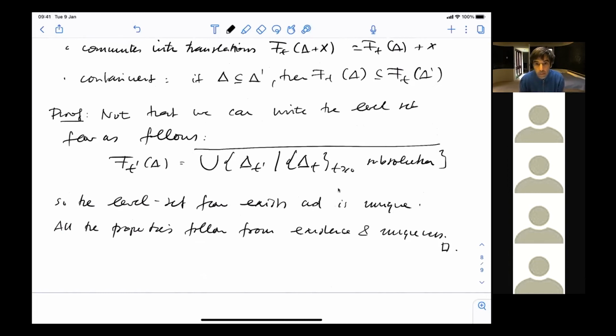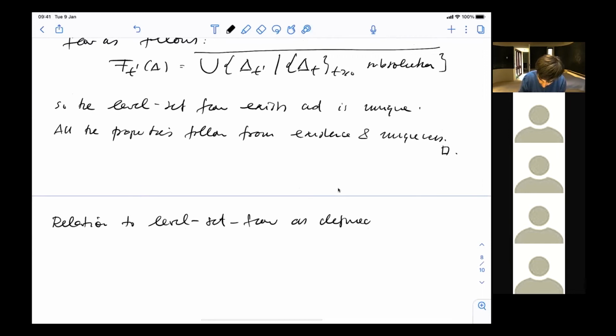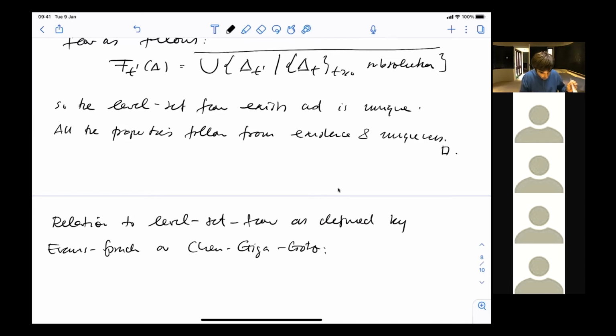Okay, now we get towards the end of it. So let's relate this to the level set flow as defined by Evans and Spruck, or Chen, Giga, and Goto. They define it differently. That's why it's actually called level set flow. The references are in the notes.